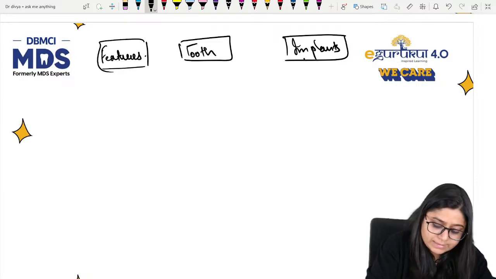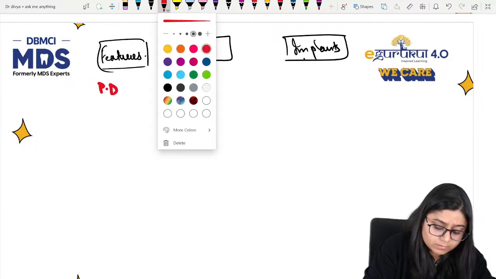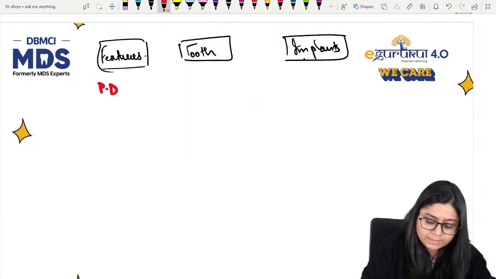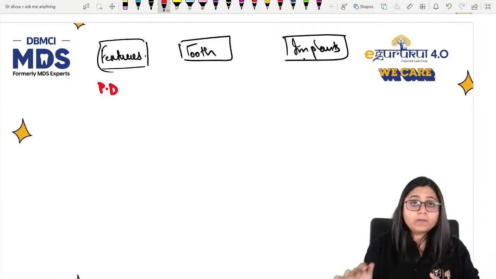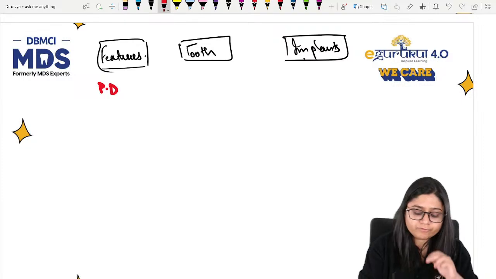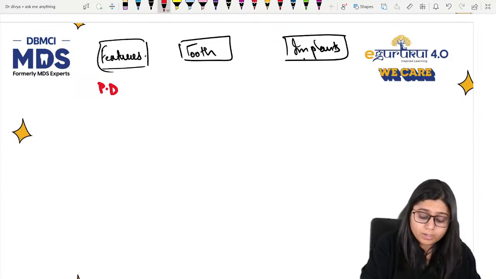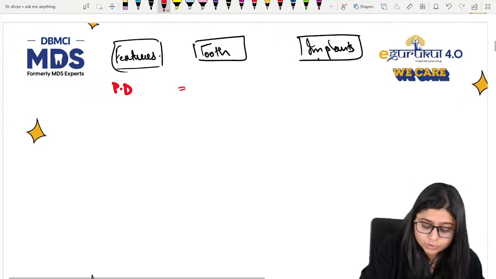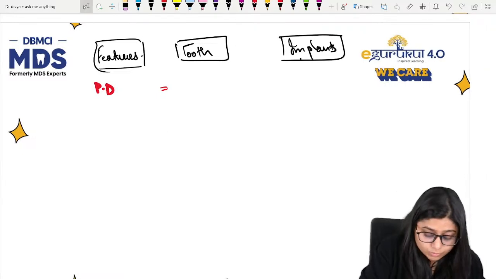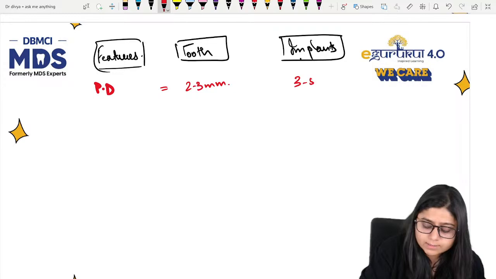So with probing depth, the probing depth in case of tooth is this. You can write it down, guys, or just take a screenshot after I complete, because this is important. Probing depth is asked in the exam. So probing depth around the tooth is 2 to 3 mm and around the implants it is 3 to 5 mm.